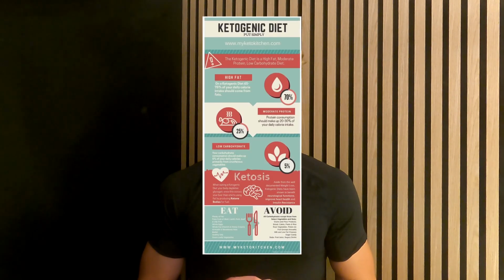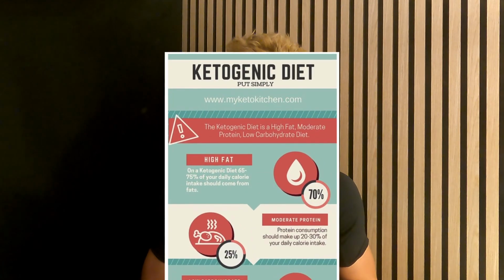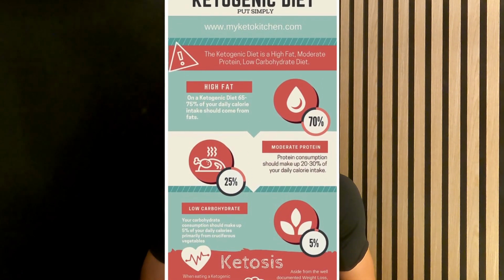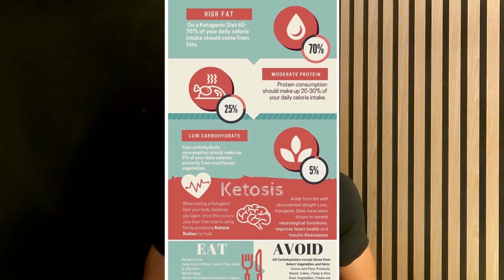Both infographics focus on low carb, high fat eating styles, but they target slightly different audiences and use very different design and information strategies. Starting with the keto infographic, the information is generally clear and organized into three main sections: high fat, moderate protein, and low carbohydrate. It briefly defines ketosis and gives examples of foods to eat and to avoid.